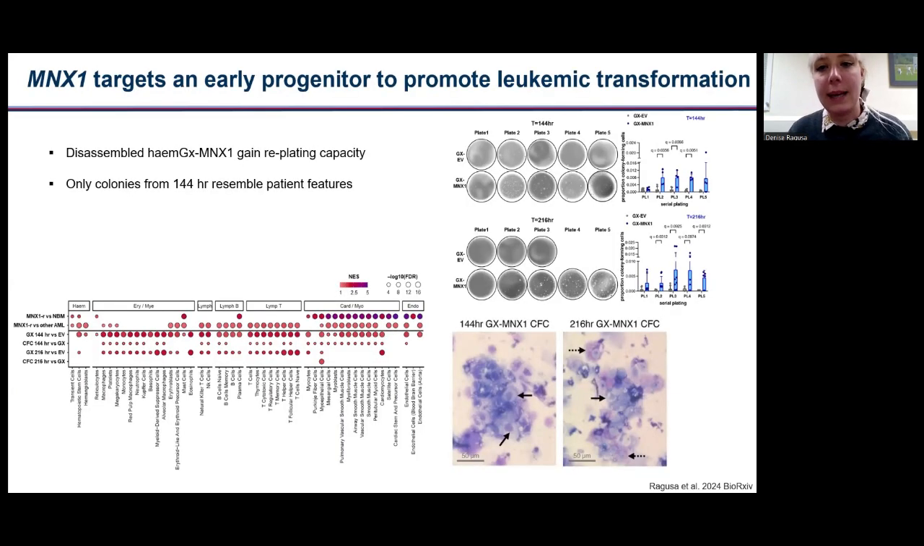So, and again, this really proves that MNX1 might be having different effects in different cell types, and having the right embryonic context can really give us a platform to understand how this translocation gives rise to this leukemia.